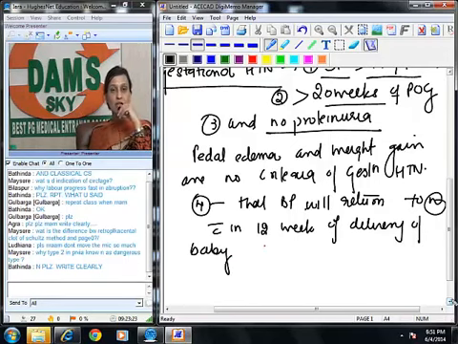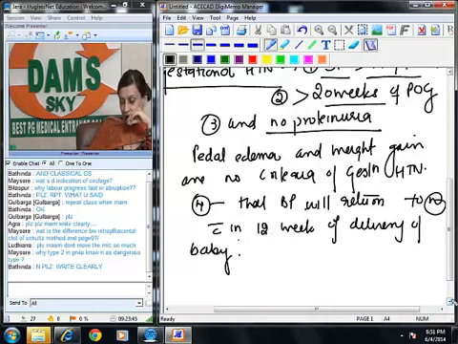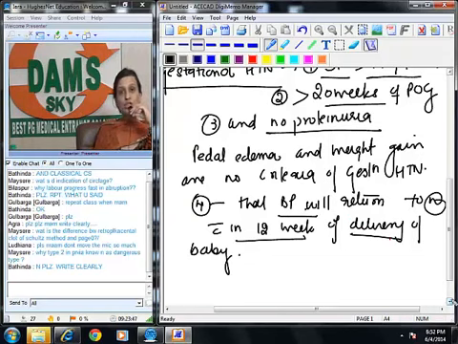So the blood pressure will return to normal within 12 weeks of delivery of the baby. Now we don't wait for the fourth criteria to be met. If the first three are met in pregnancy, then we make a diagnosis of preeclampsia, or gestational hypertension, whereas the fourth criteria is actually also true. So the blood pressure in gestational hypertension will come back to normal within 12 weeks.